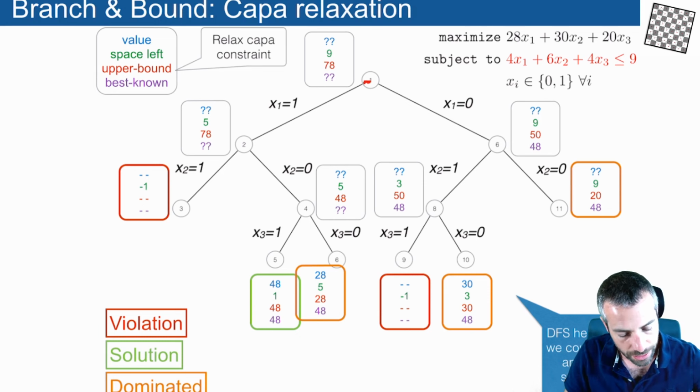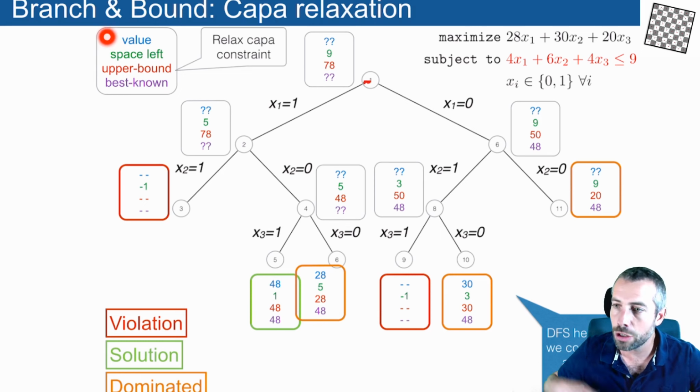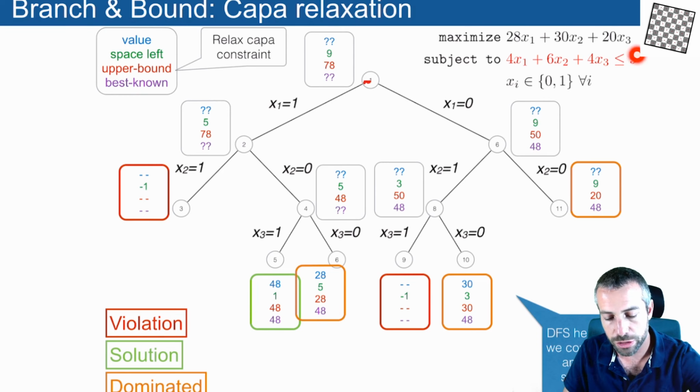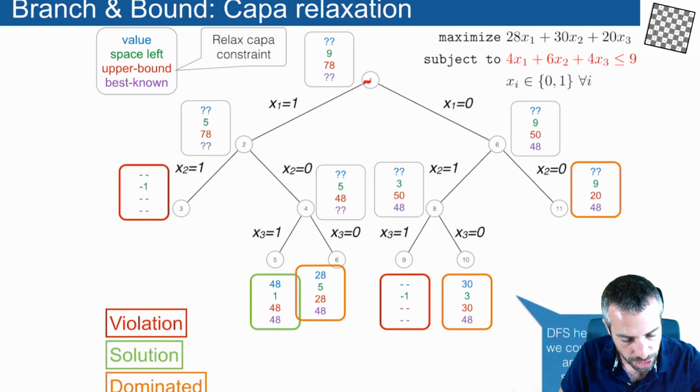What I will represent here is the state of the node. Here you've got the value that you have accumulated so far by the previous decisions in the ancestor nodes. You have the space left. You've got the upper bounding procedure, which in that case is assumed to be obtained by relaxing this constraint. We just get rid of the capacity constraint, and we have the best known solution so far. Initially, the capacity here is 9. The upper bound is 78 that you can obtain here.